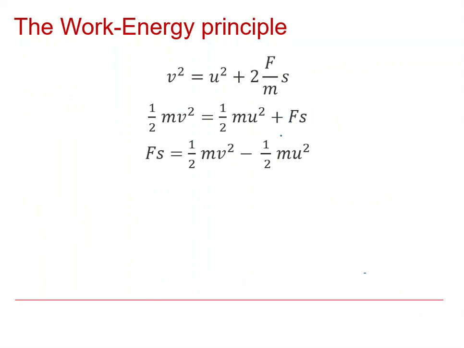Fs sounds like work done. Half m u squared sounds like kinetic energy. Rearrange it and we end up saying that the work done is equal to the change in kinetic energy. Now in fact, when kinetic energy was introduced in this series, the formula came, as it were, out of a hat. You can now see why that formula is chosen to be a kinetic energy, what its significance is.